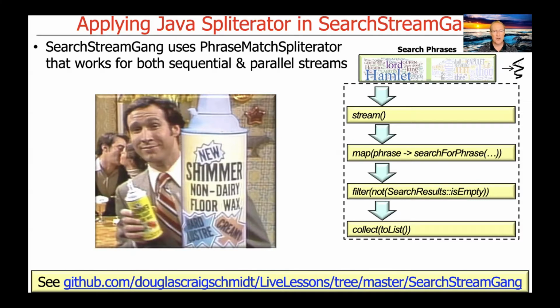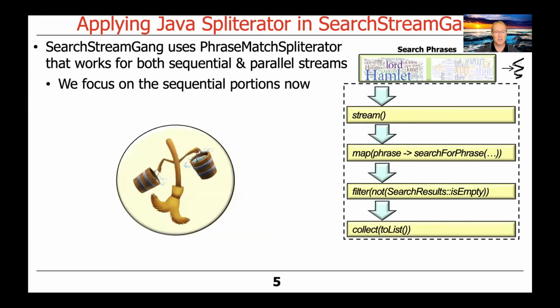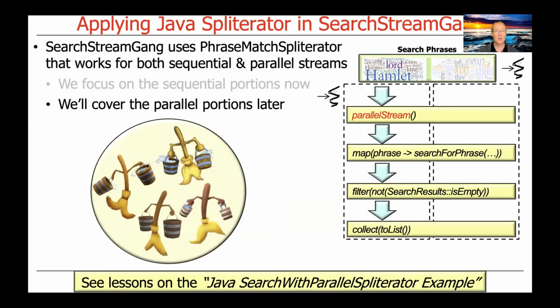So kind of like the old Saturday Night Live skit, which talked about the Shimmer non-dairy floor wax. They said it's a dessert topping and a floor wax. So this PhraseMatchSpliterator is both a sequential spliterator and a parallel spliterator. It's got elements of both capabilities built into the same general class. We're just going to focus on the sequential portions now, and then we'll talk about the parallel portions later. And the parallel stuff is really, really cool, but I don't want to get ahead of myself yet.